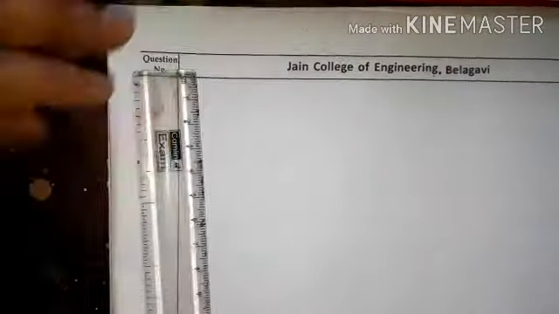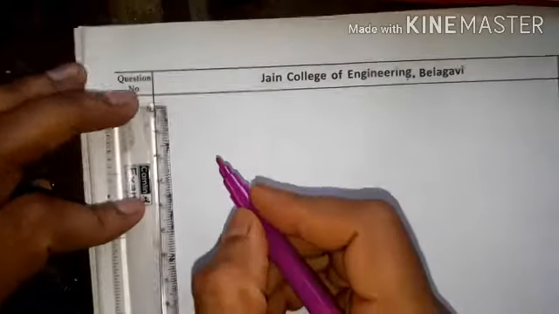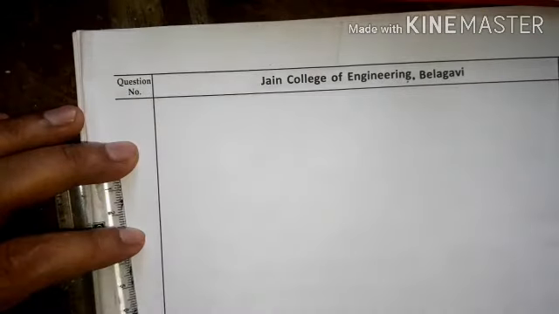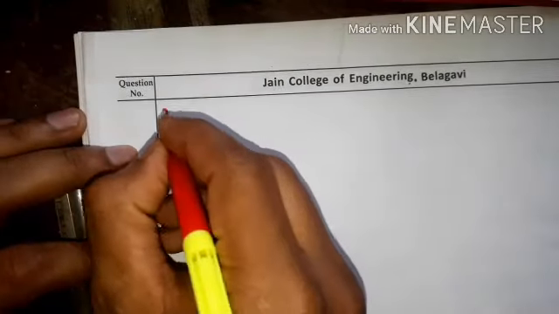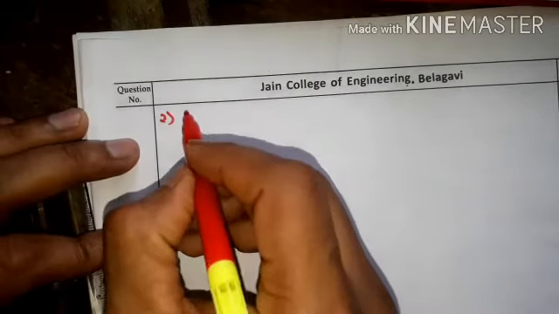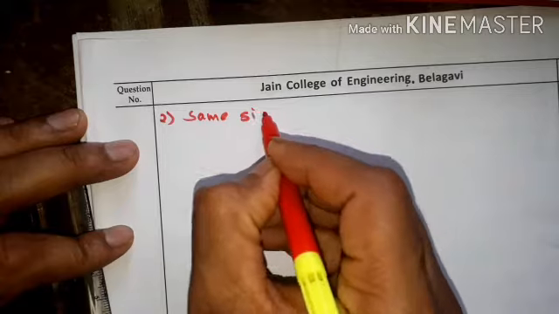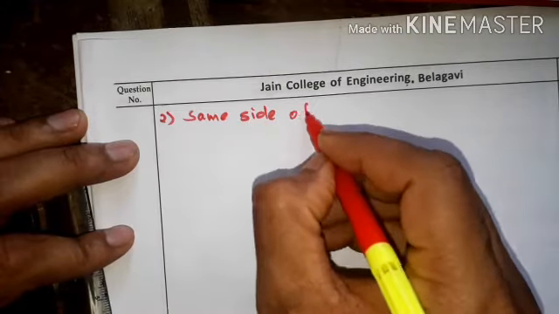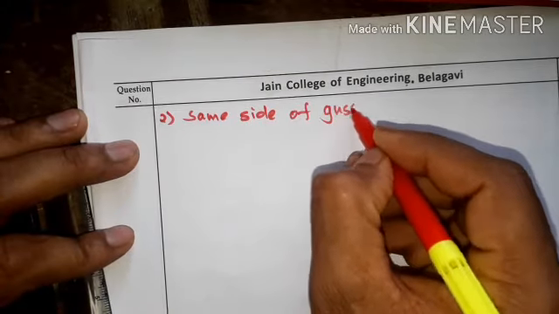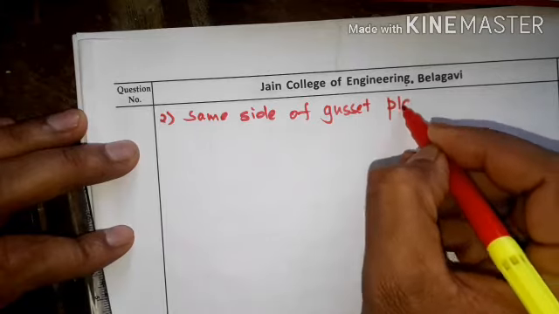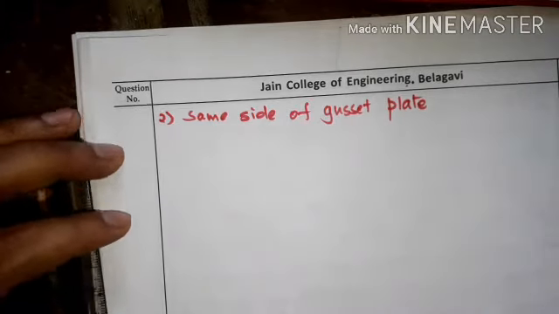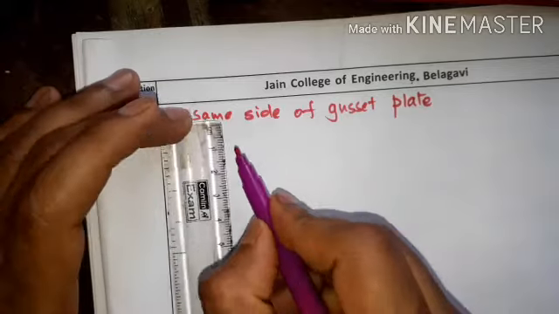Now let us go for the second case, that is the same side of the gusset plate. When you provide it on the same side of the gusset plate, I'll show you here.